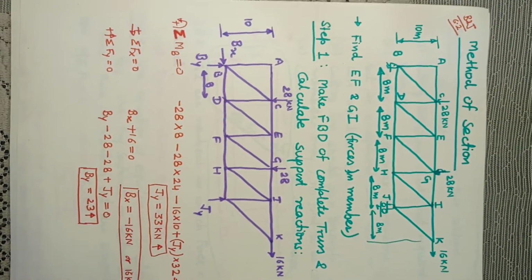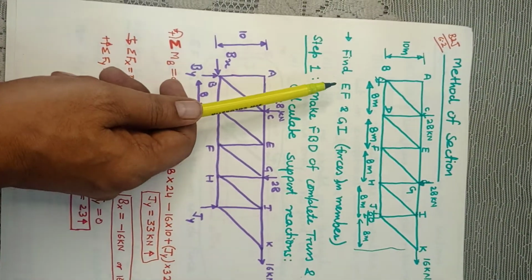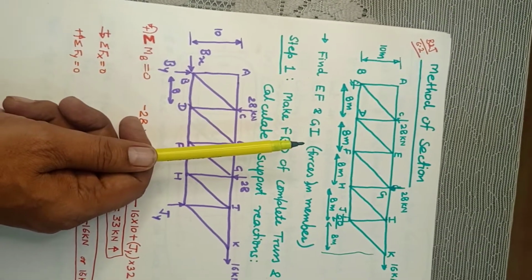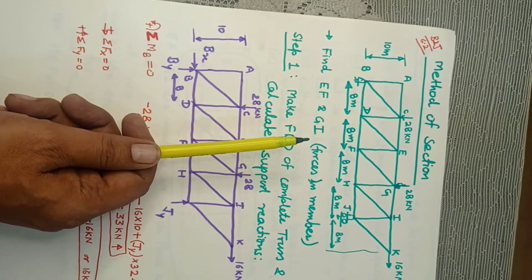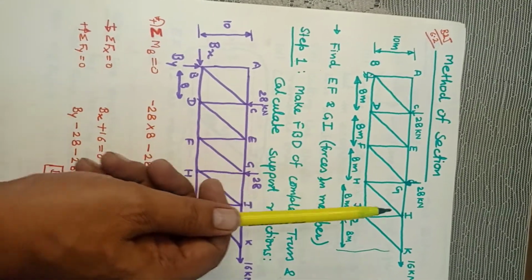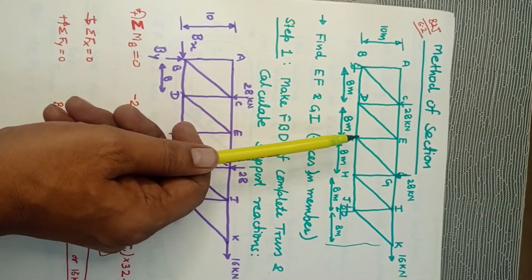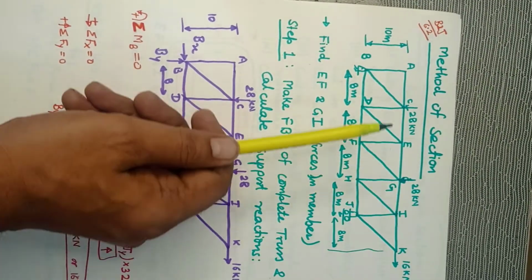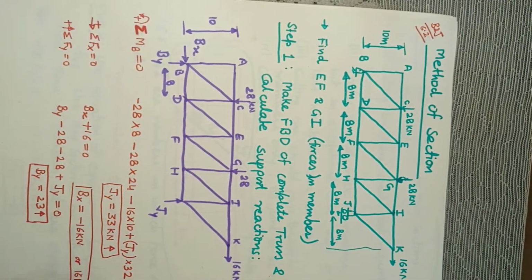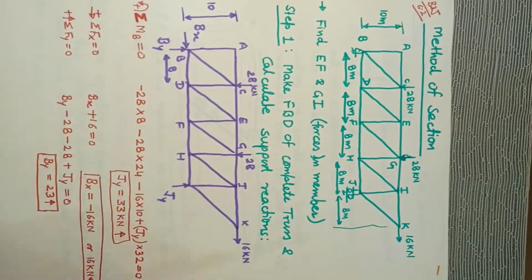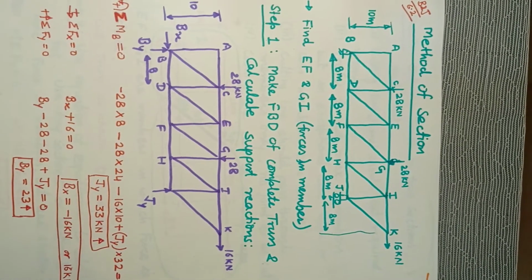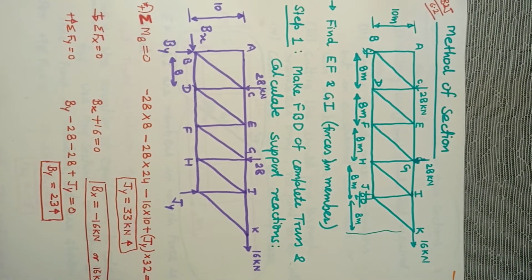Okay, let us proceed. Now they have given us only two members to be determined, EF and GI. So definitely method of joints is going to be very lengthy if we want to calculate EF and GI. That means we have to solve many of the joints which are not at all required, unless we reach the point G or F to determine the things. So let us see how we implement method of section here.